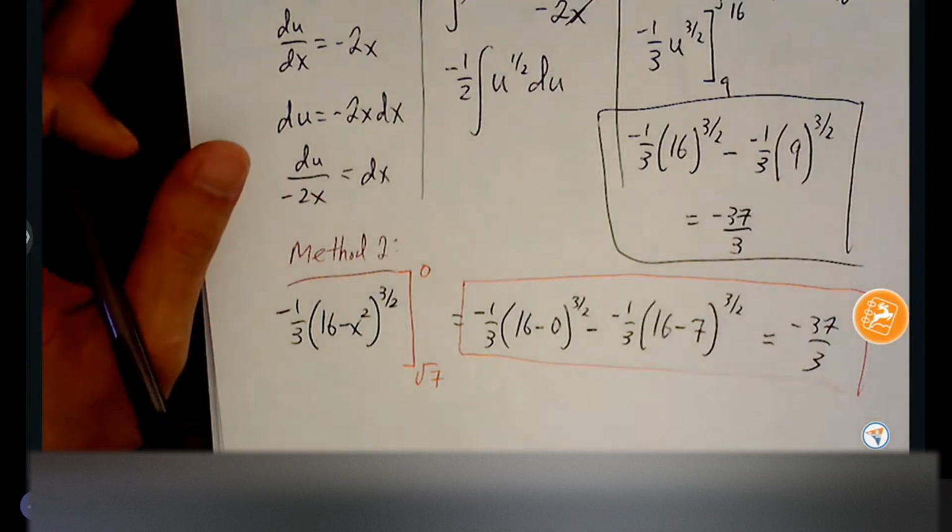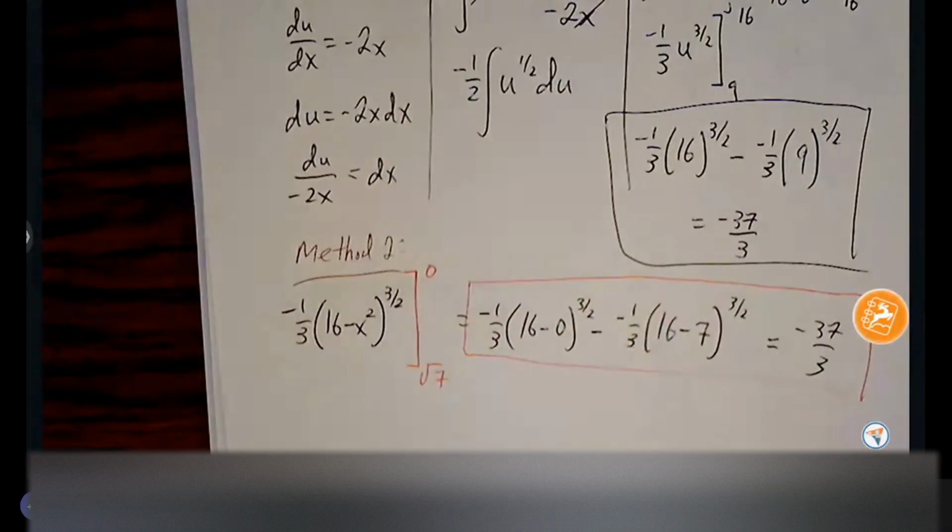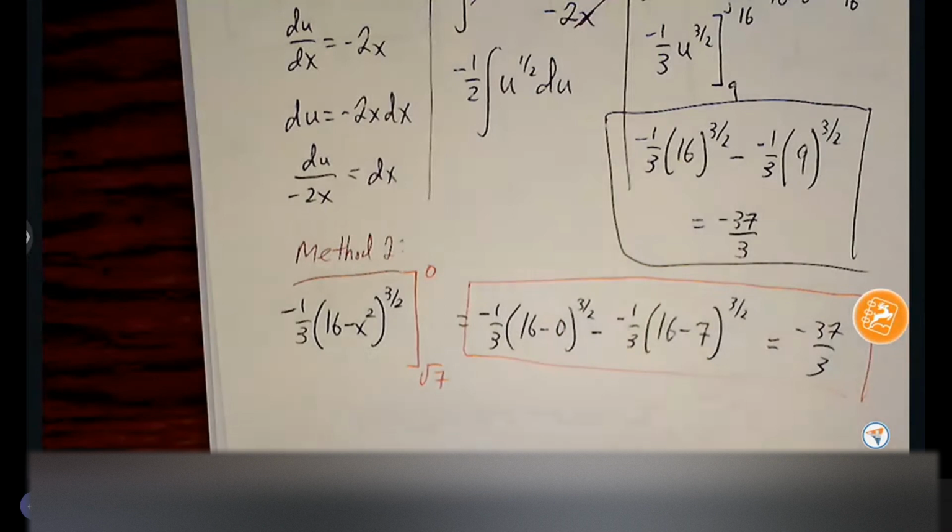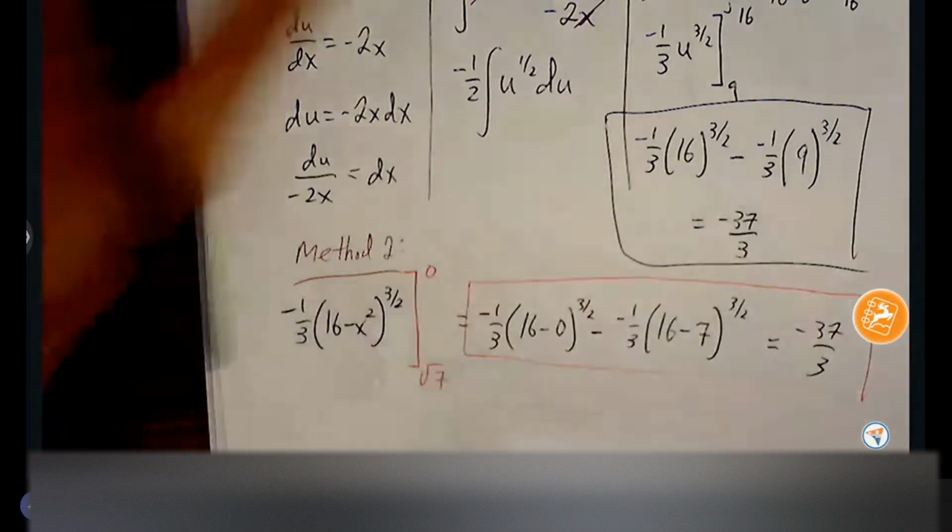Let me do a variation of a trig integral here. This is not on the worksheet, but I'll call this 6b here.